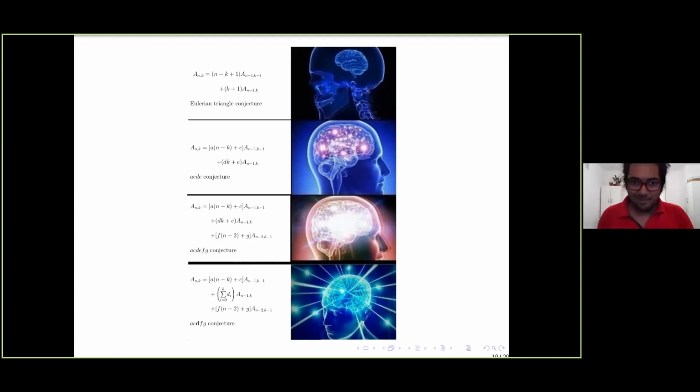but even the first one is still open. The Eulerian triangle conjecture is still open, and one way to prove it is to construct a digraph whose transfer matrix is the Eulerian triangle, and you will prove the conjecture. We have been doodling for the past year or so, but we haven't managed to do it.